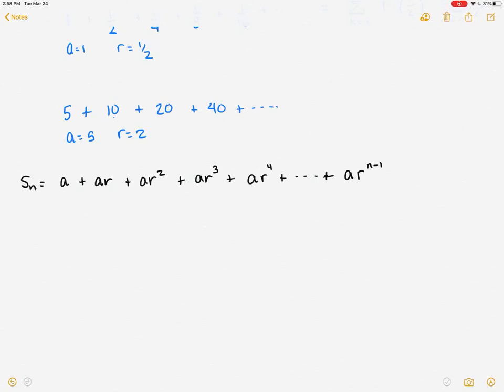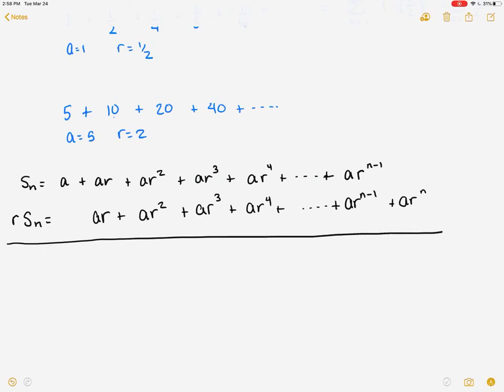Okay, so here's where the hocus pocus comes in. I'm going to take that line that I've written there, and I'm going to multiply every term by r. So I'm going to have a new line called r times Sn. So if I multiply every term by r, my first term will be ar, my next term will be ar squared, and I'm kind of lining them up here on purpose. My last term will be ar to the n, but there'll be a term right in front of it, ar to the n minus 1.